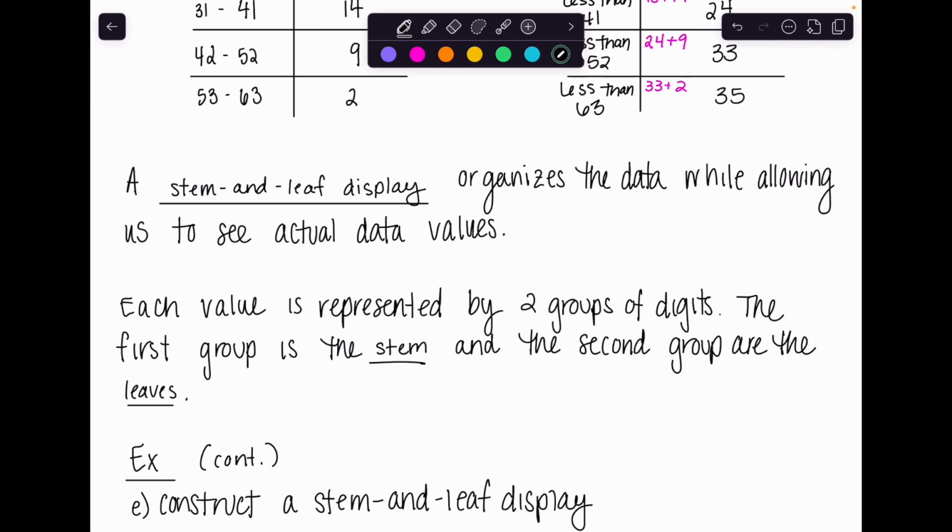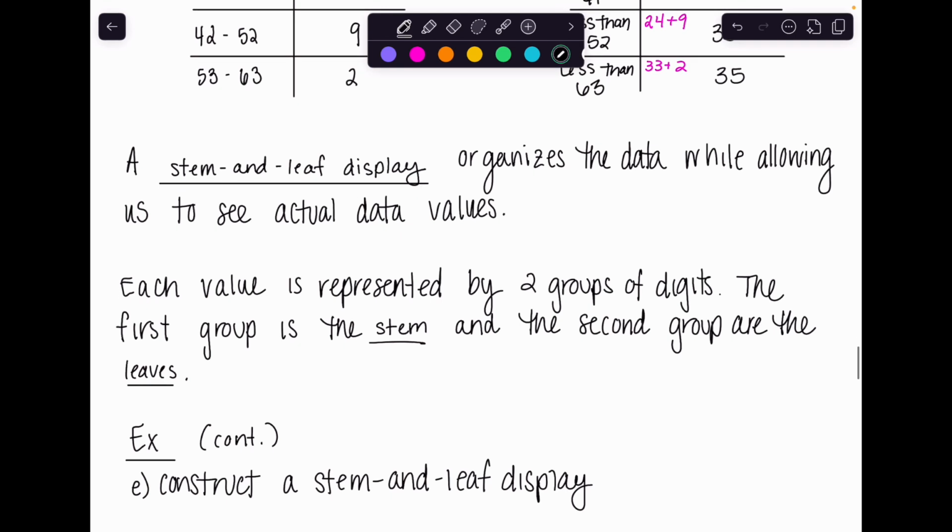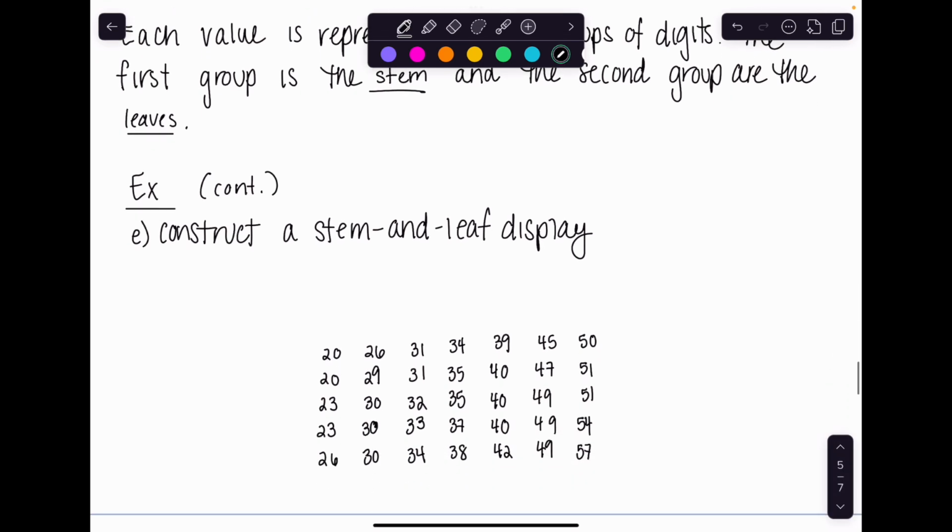So it depends on the data itself, how many digits there are, how you're going to go about this stem and leaf display. So in our case, if we look at the data, every single one is 2 digits. So it's really easy to then just split it into the first digit and the second digit. The first digit is going to be that important one, which is our tens. The second digit is then what stems off of the first one. Those are the leaves. So the stem is going to be the tens digit, and the leaves is going to be the ones digit.